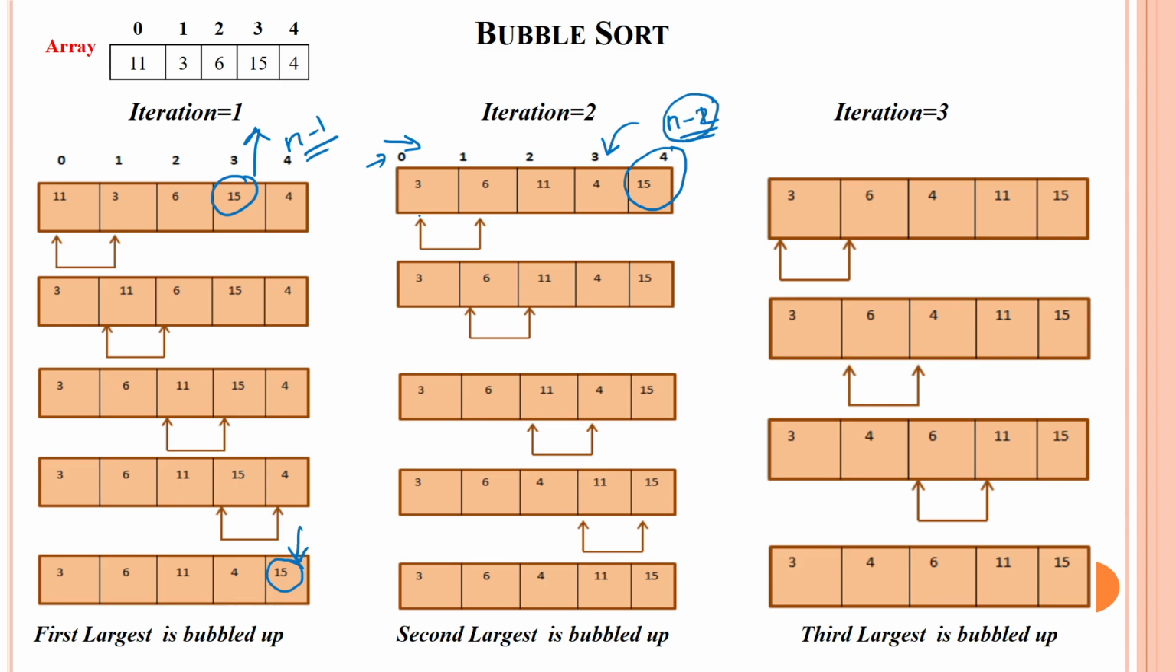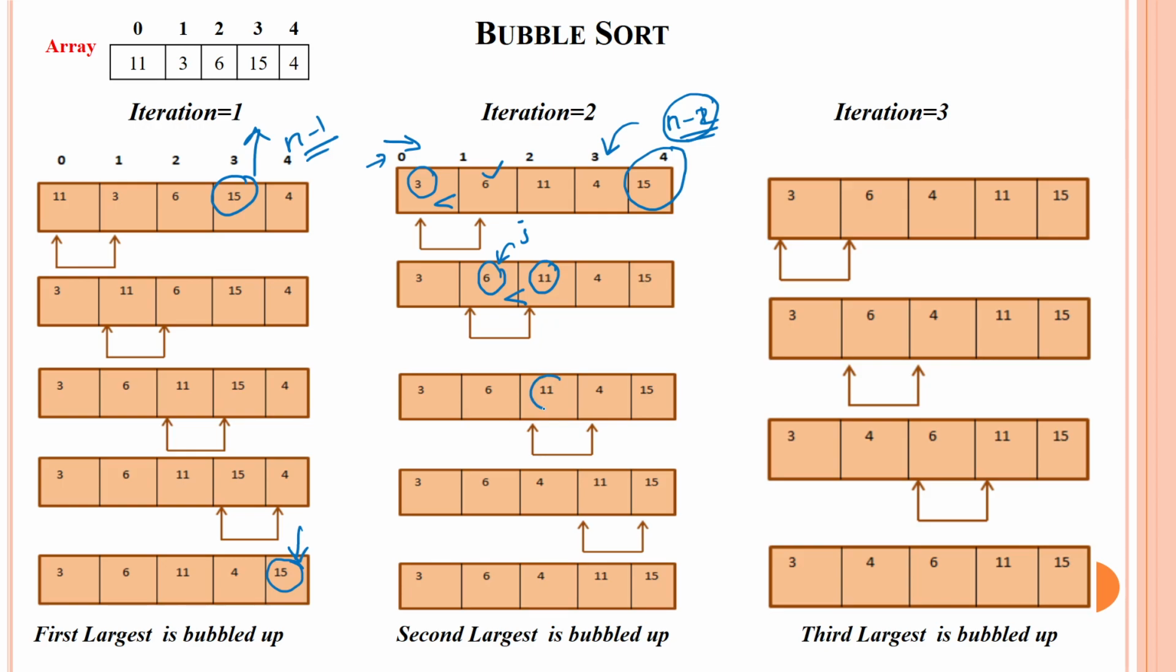So now the first element is again compared with the second element 6. So 3 is less than 6, no need of swapping. Then in the second loop, j is incremented by 1. So now 6 is the current element compared with the next element 11, which is again less than 11. Then we need not apply the swapping.